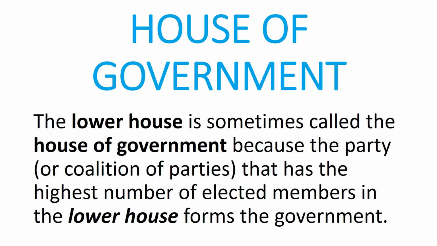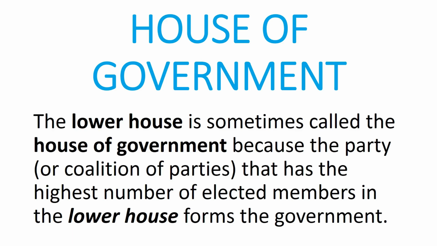We're nearly there, just 4 more slides to go, and these slides describe the roles of each of the Houses of Parliament, which is our second learning intention. You might remember that we said that the House of Representatives, which is the lower house in the Commonwealth Parliament, and the Legislative Assembly, which is the lower house in the Victorian Parliament, are also known as the House of Government. The reason for this is, as we've seen, that it is the party or coalition of parties that has the highest number of elected members in the lower house that forms the government.